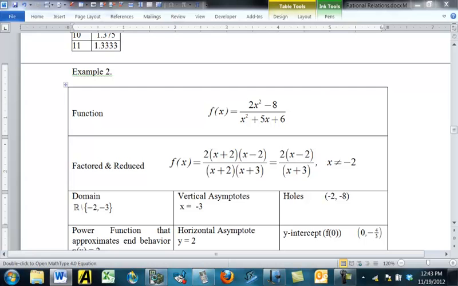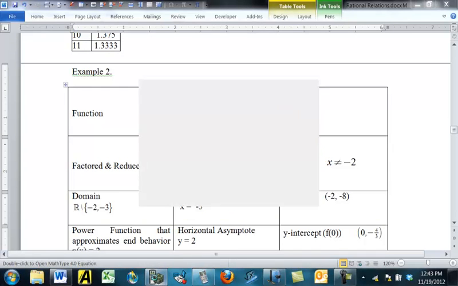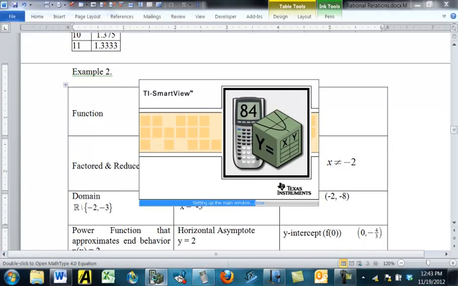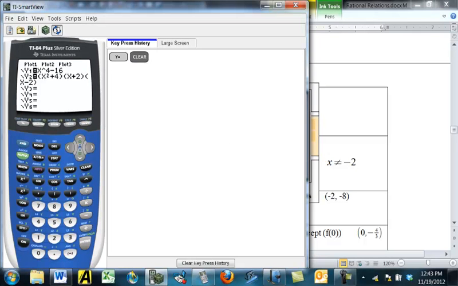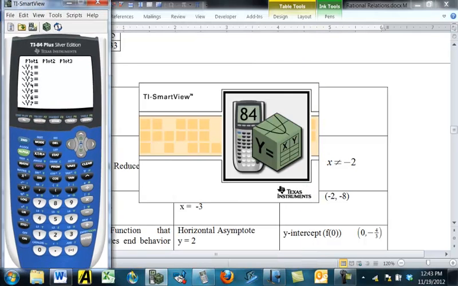Let's take just a second to get the calculator up. Okay, so what I'm going to do is I'm going to put in the original version, then I'm going to put the reduced factored version in. One is y1 and one is y2. Let's get rid of that.